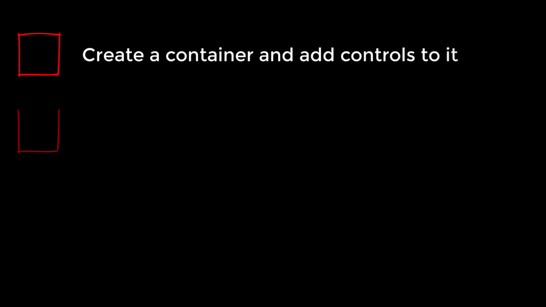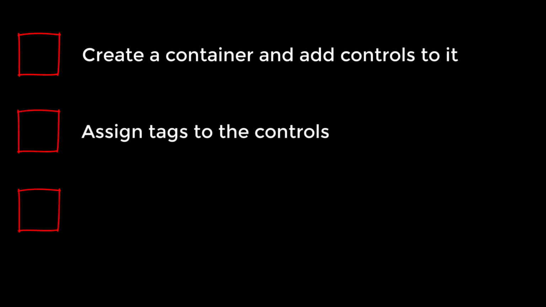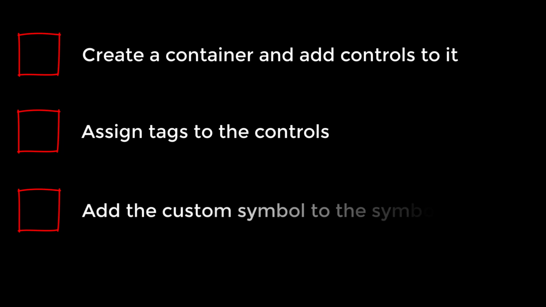In this tutorial, we are going to do the following. Create a container and add controls to it. Assign tags to the controls. Add the custom symbol to the symbols library.